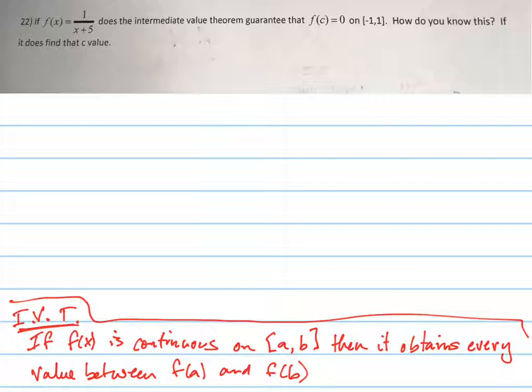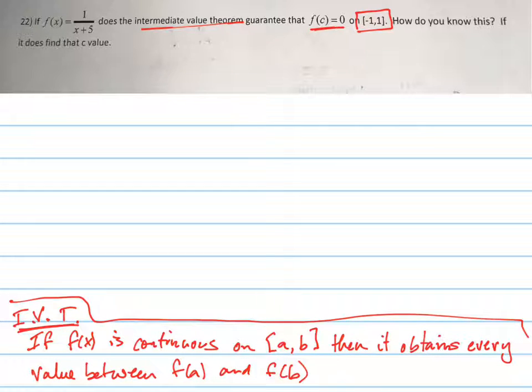So this problem says, if we have the function f of x equals 1 over x plus 5, does the intermediate value theorem, which is below, guarantee that f of c equals 0 on the interval from -1 to 1? And how do you know this? And if it does, find the value.